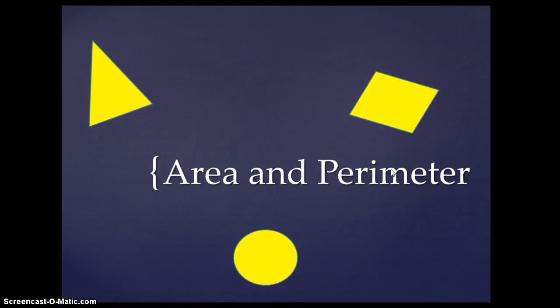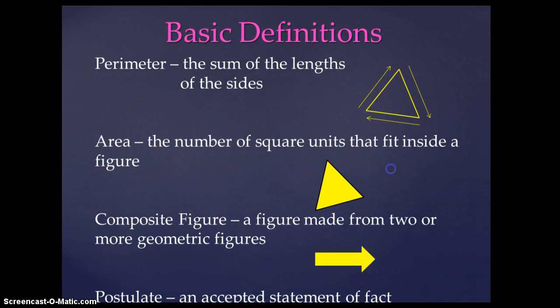Welcome back. Today's lesson is going to be on area and perimeter. Let's look at some basic definitions. The perimeter is the sum of the lengths of the sides. So when we add up each individual side, we get the perimeter.